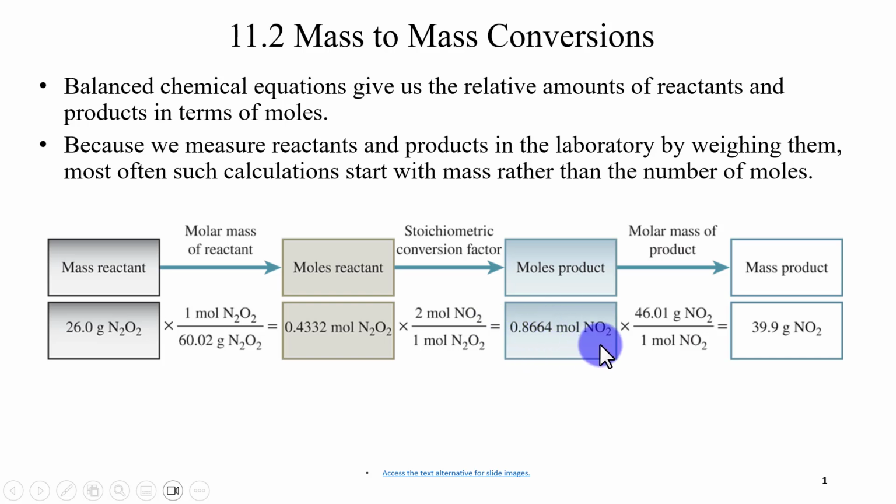Once I have moles of NO2, I can convert to grams by using now the molar mass of NO2. Note that I cannot use the molar mass of N2O2 because it's a different molecule and I have to use its molar mass, which turns out to be 46.01 grams. Since I'm starting with moles and converting to grams, I multiply by the molar mass. 0.8664 times 46.01 gives me 39.9 grams.